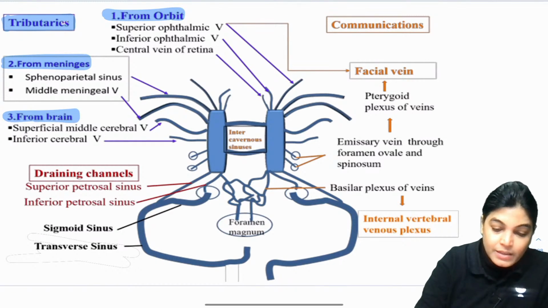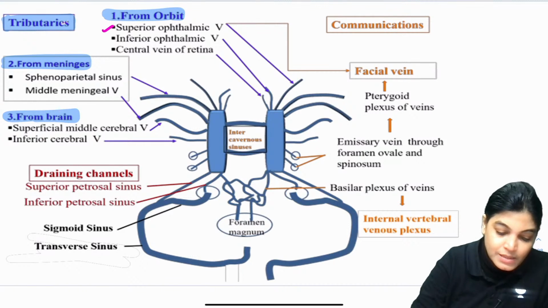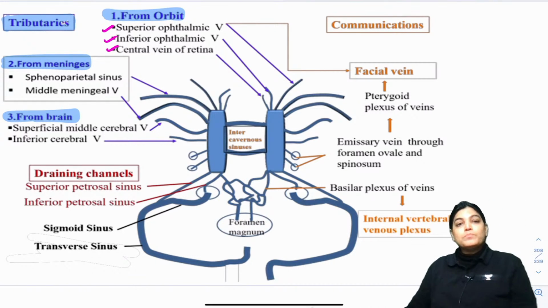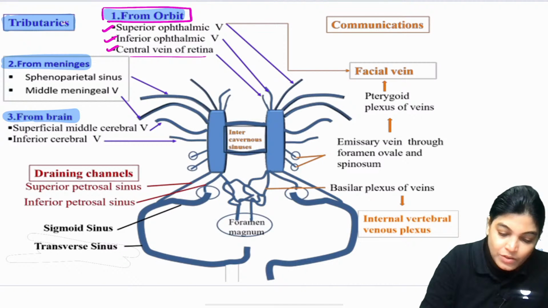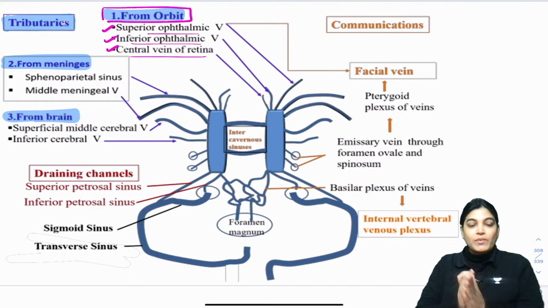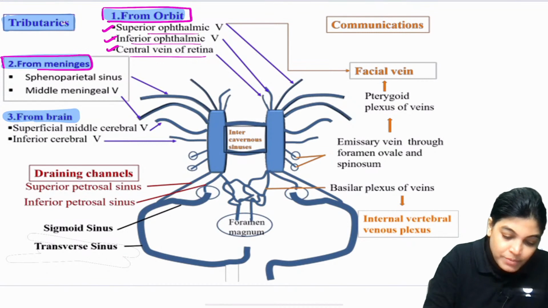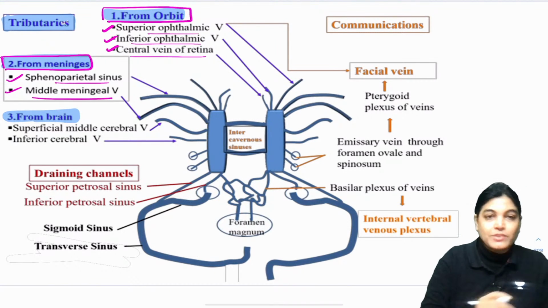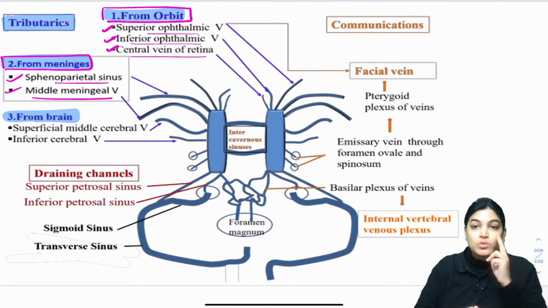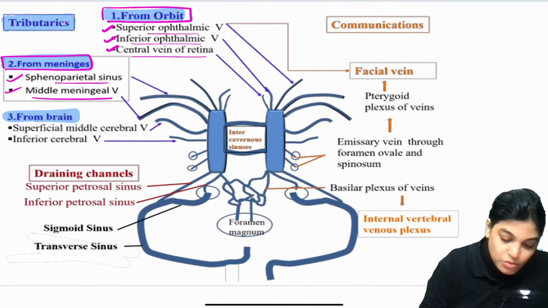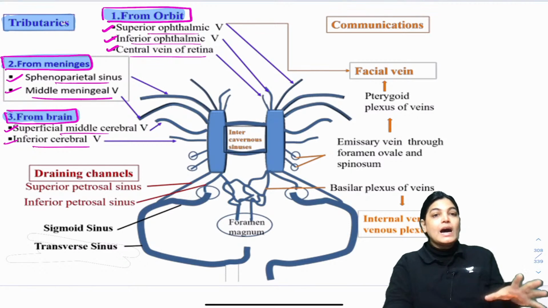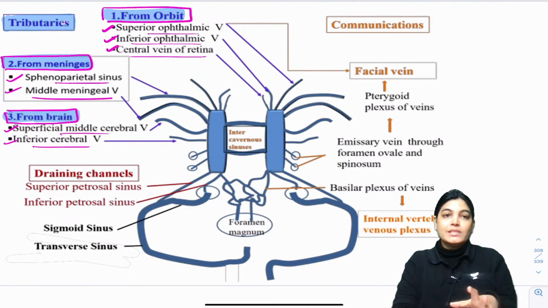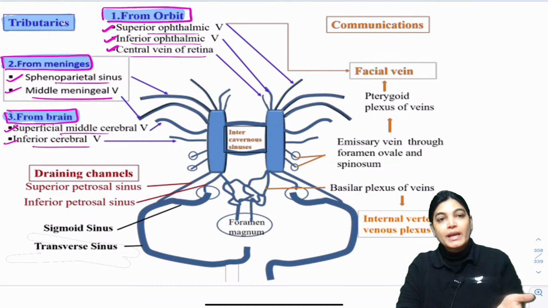Three sources are there. The direct tributaries from the orbit are the central vein of the retina, the superior ophthalmic vein, and the inferior ophthalmic vein. The sources from the meninges are the sphenoparietal sinus and the middle meningeal vein. The two sources from the brain are the superficial middle cerebral vein and the inferior cerebral vein. These lie in direct communication with the cavernous sinus from the three sources: orbit, brain and meninges.